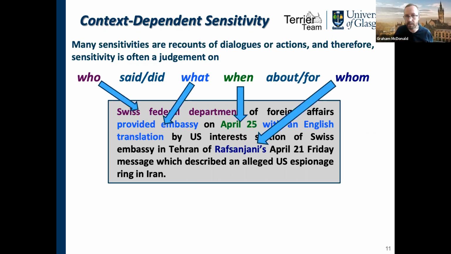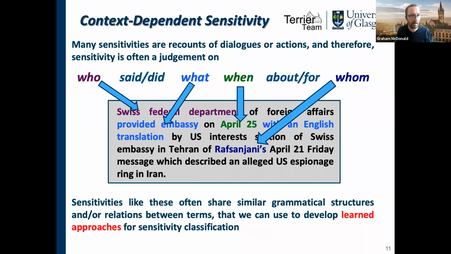So you've got to learn to identify the particular contexts that might be representative or indicative of particular types of sensitivity. These sorts of sensitivities often share similar grammatical structures or relations between terms that we can use to develop learned approaches for sensitivity classification.